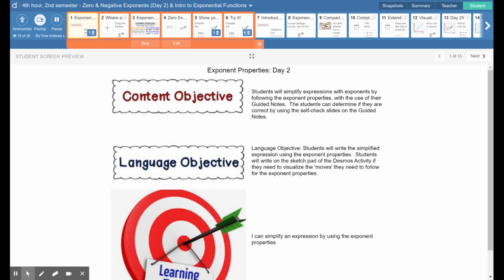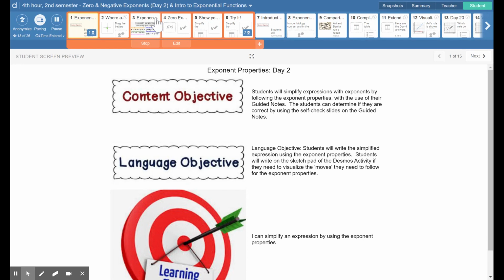All right, for today's lesson, exponent properties, students will simplify expressions with exponents by following the exponent properties with the use of their guided notes. The student can determine if they are correct by using the self-check slides on the guided notes. So students are to write the simplified expression. Students will write on the sketch pad of the Desmos activity if they need to visualize the moves that they need to follow the exponent properties.